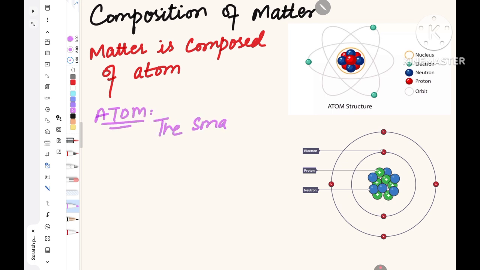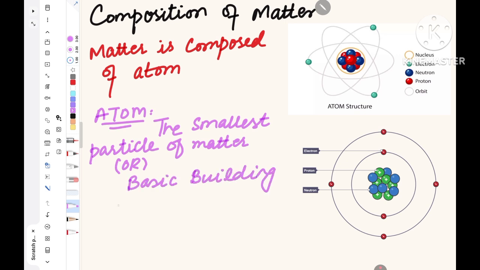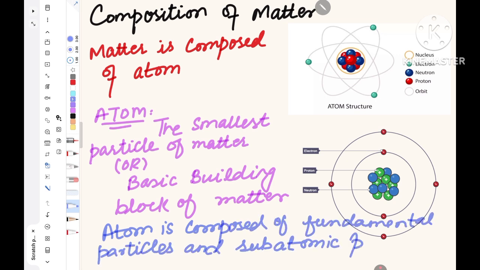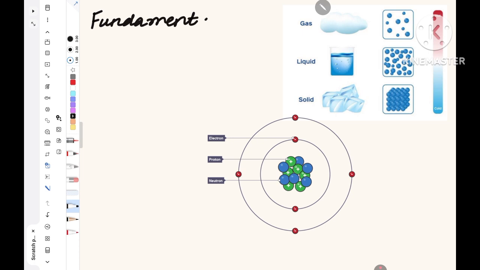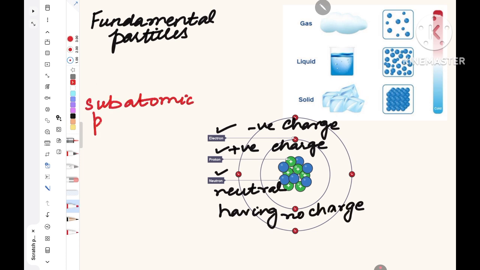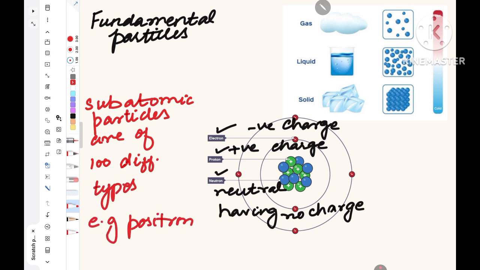Now, what is the atom? Smallest unit of matter, or smallest building block of matter. Atom is further composed of fundamental particles and subatomic particles. Fundamental particles include electron with negative charge, proton with positive charge, neutron with no charge, while subatomic particles are of hundreds of different types. For example, positron, hyperon, neutrino.